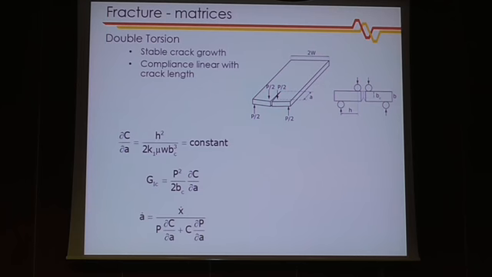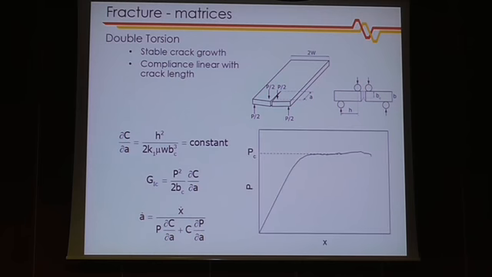the possibility of having a stable crack growth, and the fact that the compliance of the specimen is linear with the crack length. Therefore, the derivative of the compliance with respect to the crack length, the term dC over dA, is not dependent on the crack length and is constant for given test conditions. This factor and the fact that the load remains constant for a certain phase of the test, as we can see from the typical load displacement curve of the double torsion test.